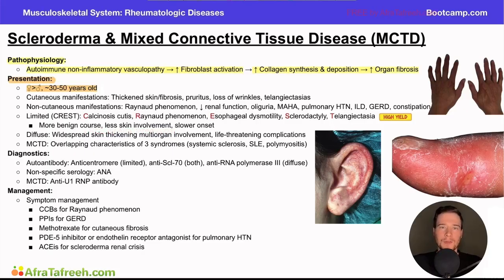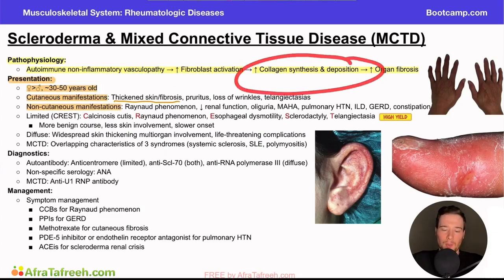Now, what's really high yield for this condition is to remember that you can get both cutaneous and non-cutaneous manifestations. Some of the cutaneous manifestations include things like thickened skin and fibrosis. Why does this make sense? Because we have increased activation of the fibroblasts. We said fibroblasts make connective tissue. They stimulate more connective tissue, so we get more fibrosis, more collagen synthesis and deposition in the body. We can also see things like pruritus or itching, loss of wrinkles, and telangiectasias.